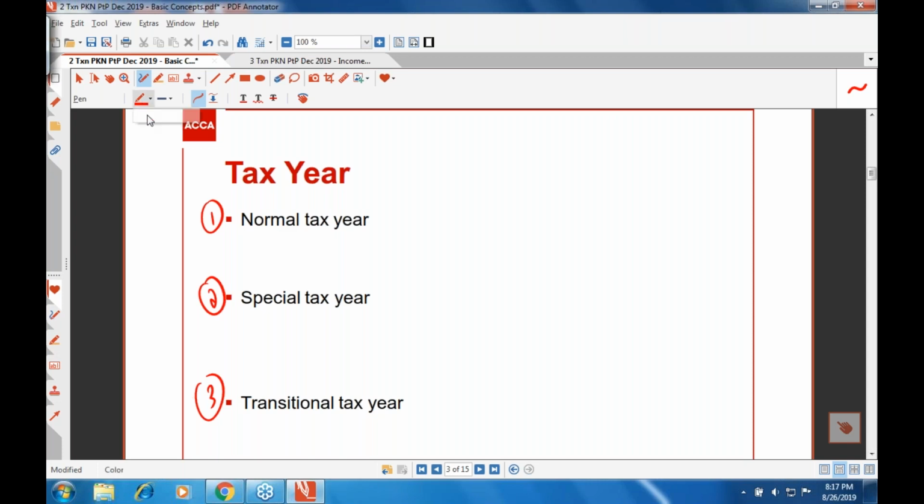First, when we talk about the normal tax year, as per the Pakistani tax laws, a normal tax year is the year from 1st July of any year till 30th June. For example, 1st July 2018 to 30th June 2019 is going to be considered as normal tax year 2019.